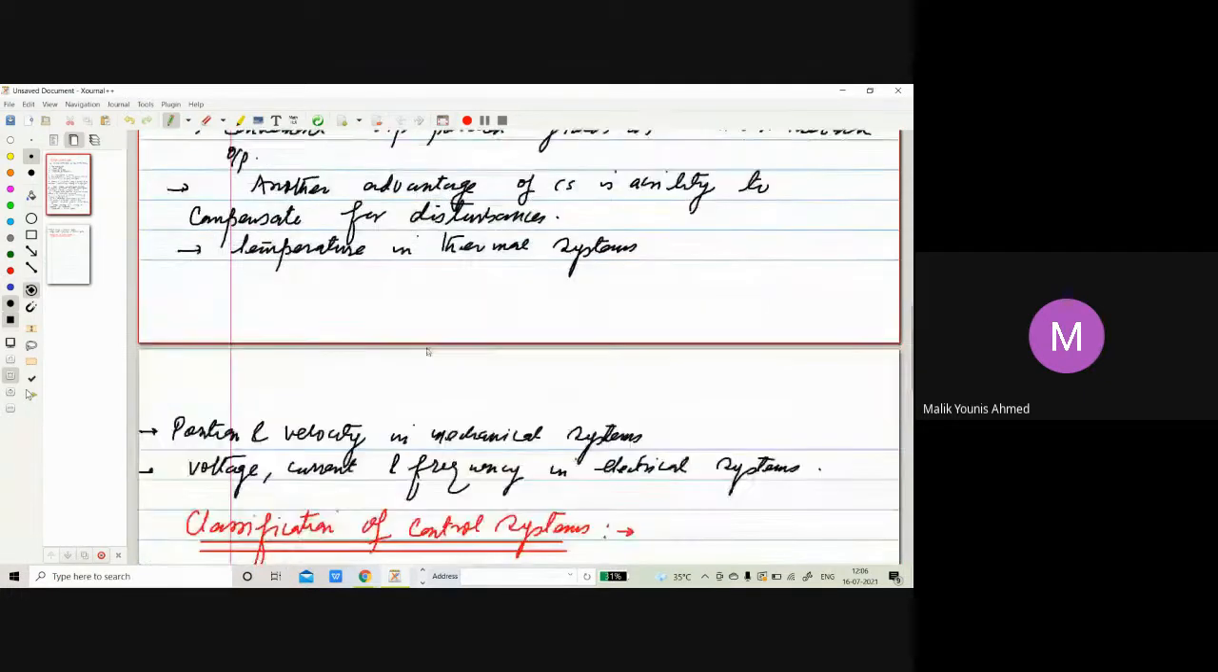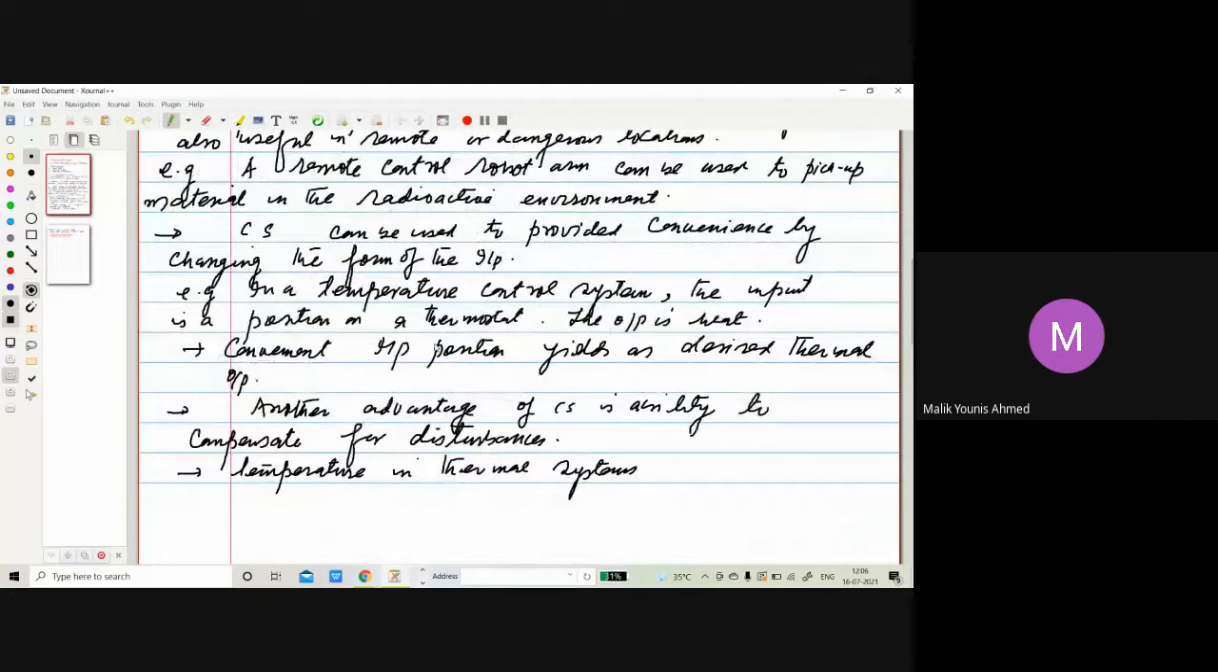Now, this third point is that control system can be used to provide convenience by changing the input form. What does that mean? That means, suppose I have a thermal control system. How do I control the temperature of the room? The temperature of the room can be controlled by a particular position on the thermostat. Thermostat is a type of switch in a temperature control system. So you position that at an appropriate place.